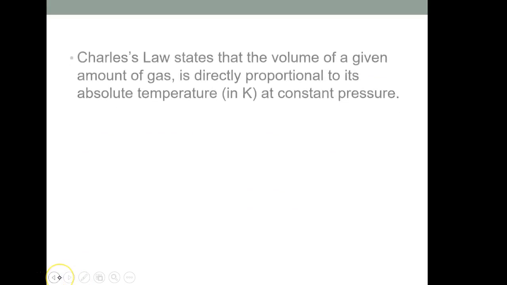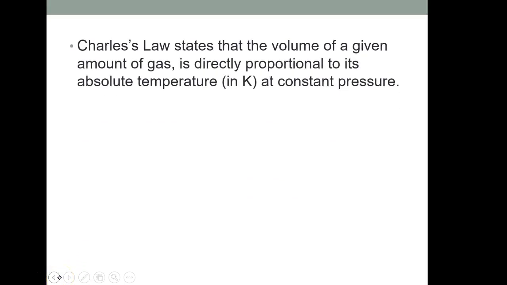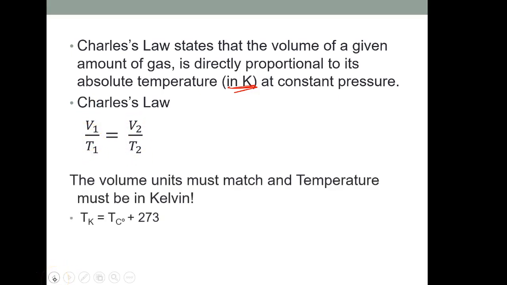So what his gas law says is that the volume of a given amount of gas is directly proportional to its absolute temperature in kelvins at constant pressure. What it looks like is V1 over T1 equals V2 over T2, as long as temperature is in kelvins. Okay, I'm going to say that over and over again. You got to remember that.